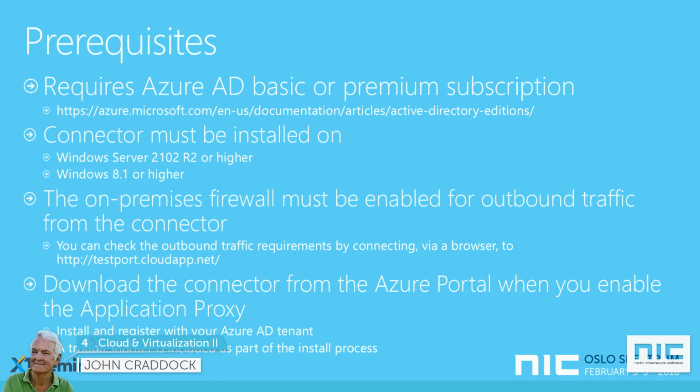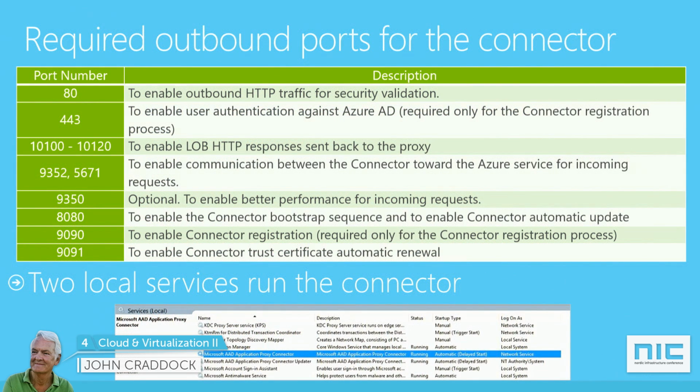There is also a little troubleshooter that comes with it. The troubleshooter didn't used to exist. Now it exists. So I wonder whether the testport.cloudapp.net will disappear at some point. But for the moment, it's still there, and it's really useful. Those are your required outbound connections. I'm not going to talk through the list. It's quite a comprehensive list, but remember, it is the connector making the connection out. In terms of incoming connections, there are no incoming connections.